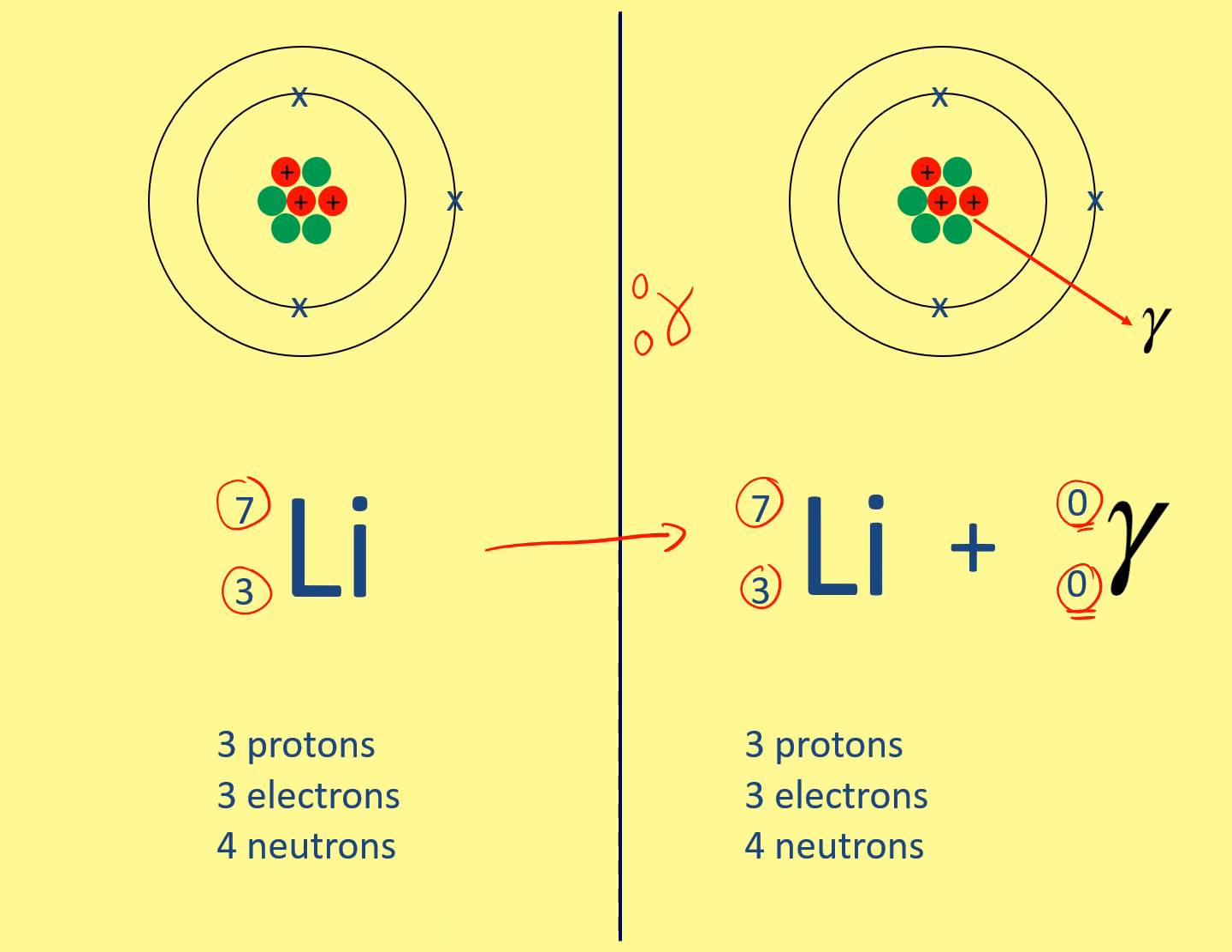Now, because this number is 3 on the left and this is 3 on the right, the element doesn't change. If I have 3 protons on the left, I'll end up with 3 protons on the right. So it's still lithium. So it doesn't change the element because the proton number is the same, but it does lose energy. And it does that by emitting a gamma wave.